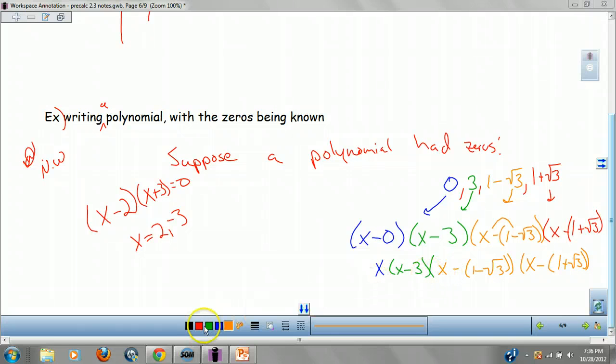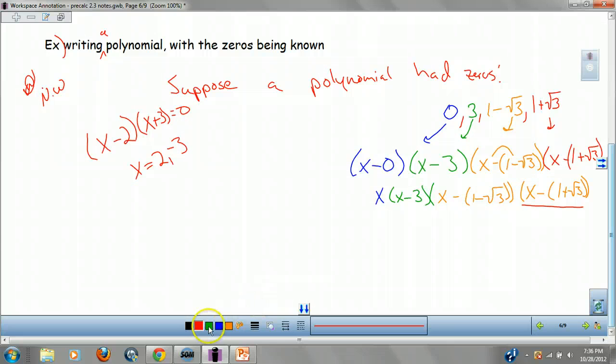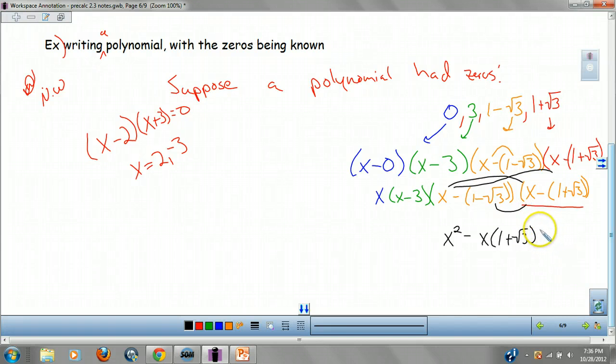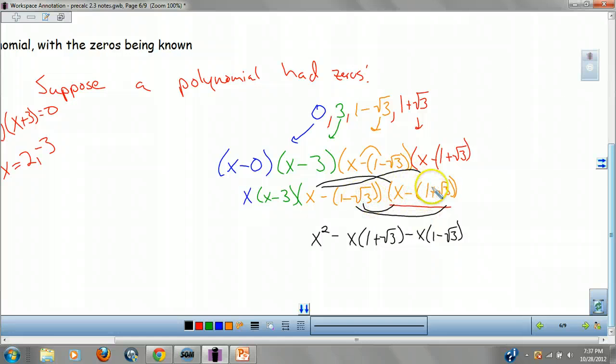So now I gotta do some fancy math. By the way, this is supposed to be red. Okay. First, I'm going to do these two guys and distribute them through. So you end up with x times x is x squared. X times this mess is minus x times 1 plus square root of 3. Negative that, times that, is negative x times 1 minus square root of 3. And these two times each other. Oh, scoot over a little bit. 1 times 1.